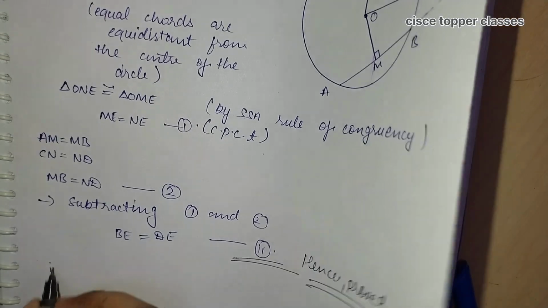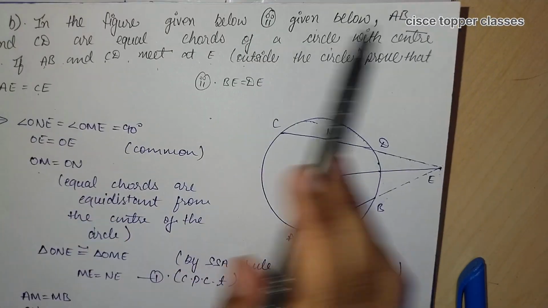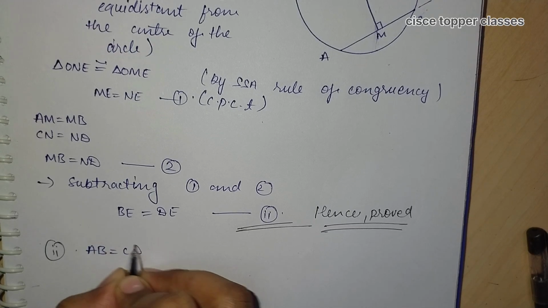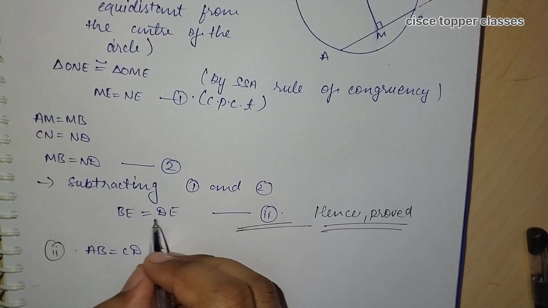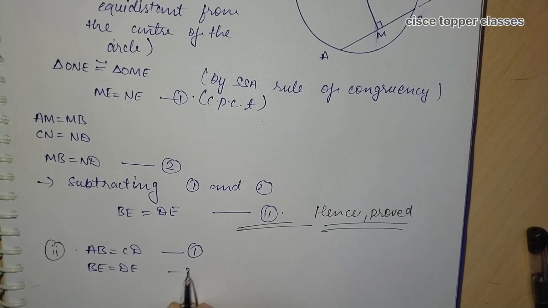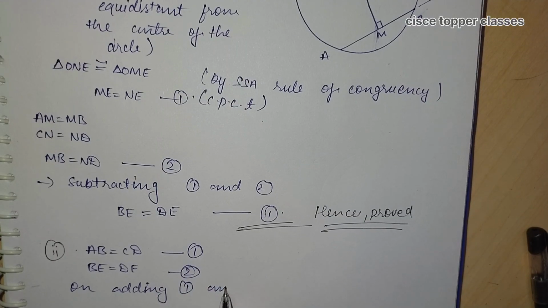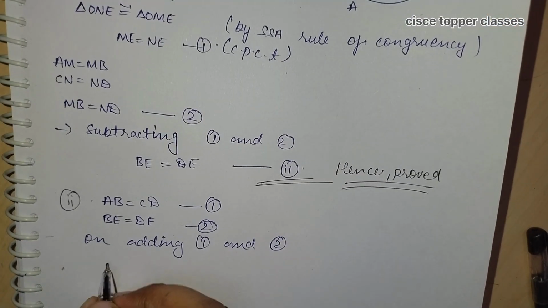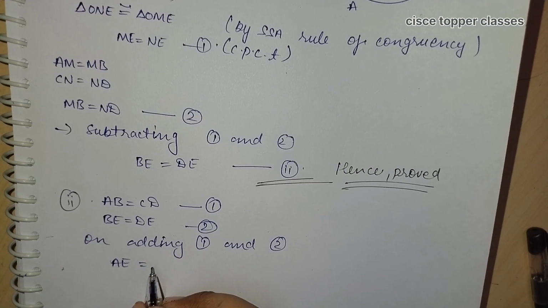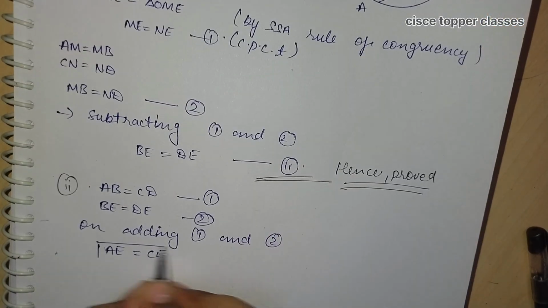Now the first part we can prove as follows. Because AB and CD are equal, this is given in the question, we will simply write AB is equal to CD, and as we have written, BE is equal to DE. On adding first and second, AB plus BE is equal to AE, and CD plus DE is equal to CE. And this is the solution of the first part, hence proved.